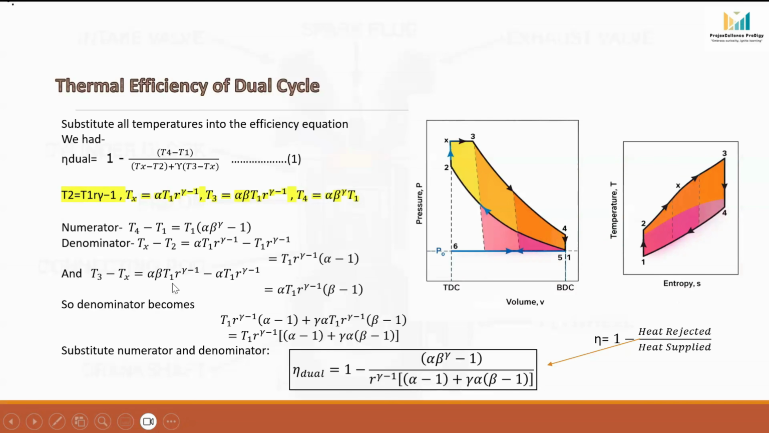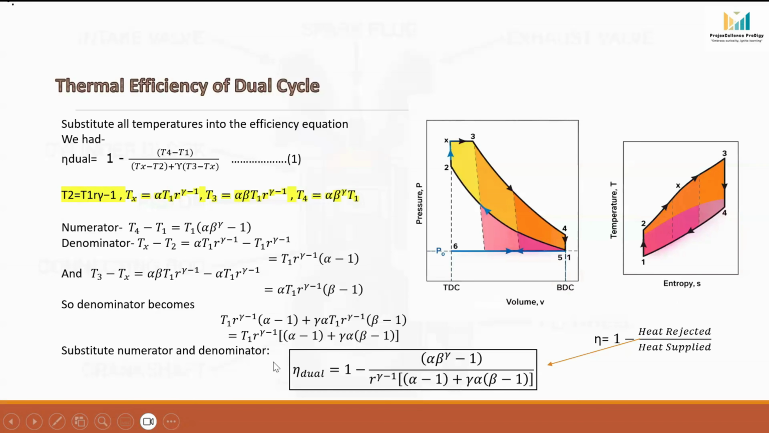Similarly, T3 minus Tx is alpha beta T1 R raised to power gamma minus 1 minus alpha T1 R raised to power gamma minus 1. And finally, it will be alpha T1 R raised to power gamma minus 1 into beta minus 1. So the total denominator becomes T1 R raised to power gamma minus 1 into alpha minus 1 plus gamma, this one, into alpha T1 R raised to power gamma minus 1 into beta minus 1. And finally, we can write it T1 R raised to power gamma minus 1, alpha minus 1 plus gamma into alpha into beta minus 1.